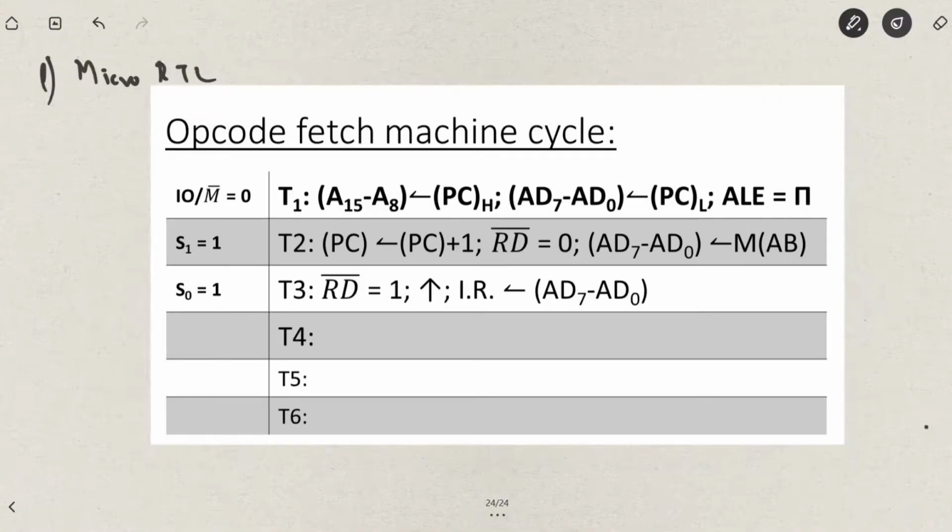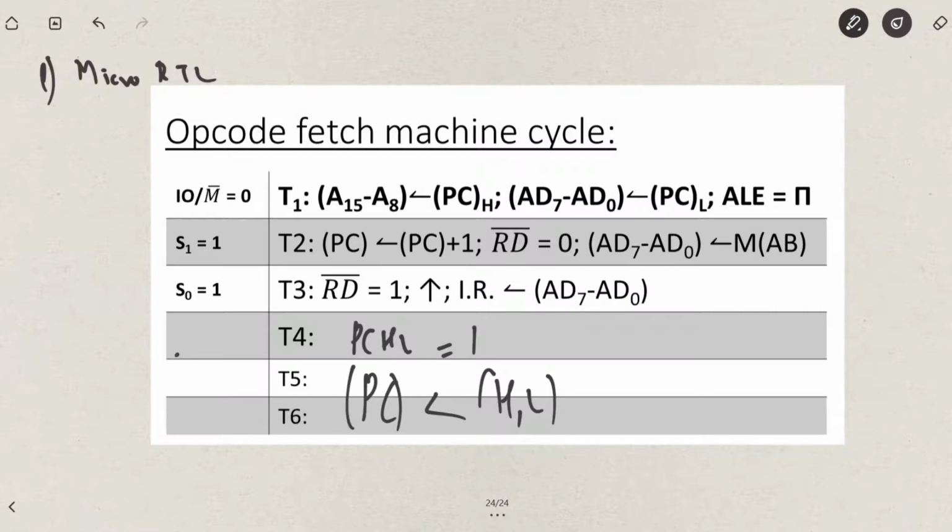In the micro RTL, it has only 1 machine cycle, and this machine cycle is of 6 T states. In the T4 state, the PCHL instruction signal will be equal to 1, whereas in the T5 and T6 states, the program counter is loaded with the contents of the HL register pair in this opcode fetch machine cycle. So this is your instruction number 7.